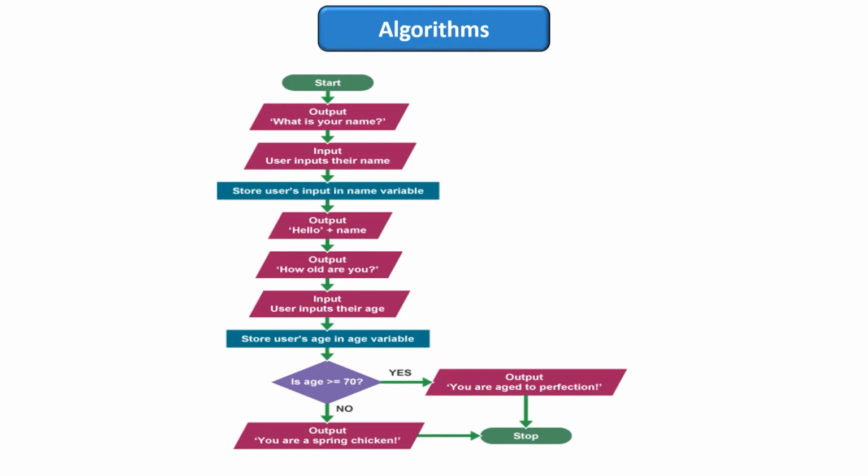Input: user inputs their age. Store user's age in age variable. Is age greater than or equal to 70? If yes, the output will be: you are aged to perfection. If no, then the output will be: you are a spring chicken. After both scenarios, stop.